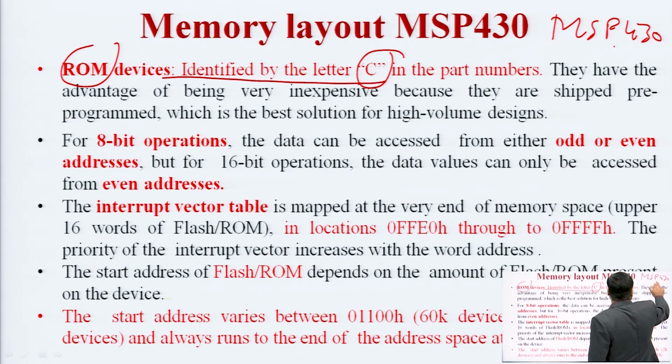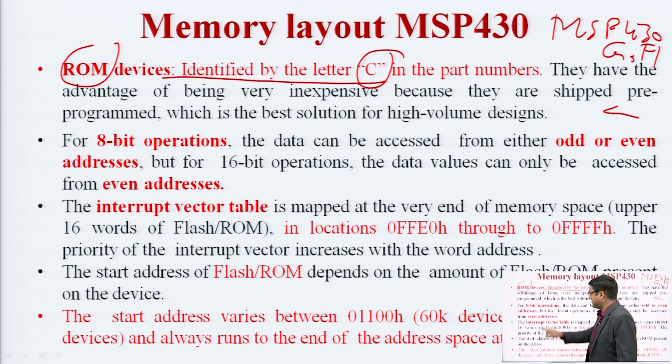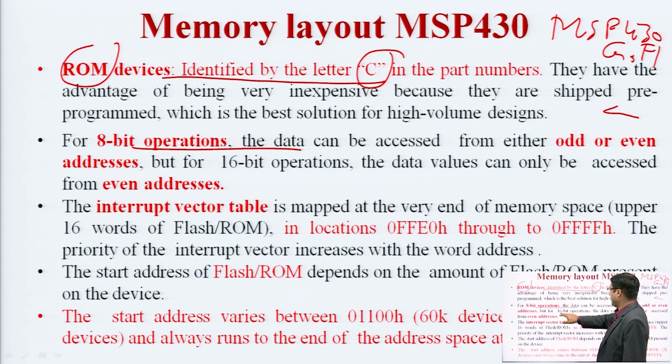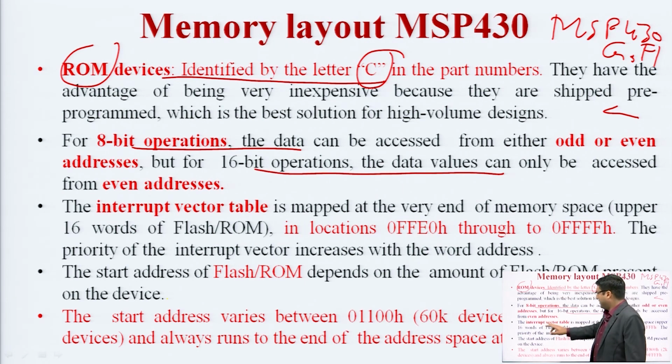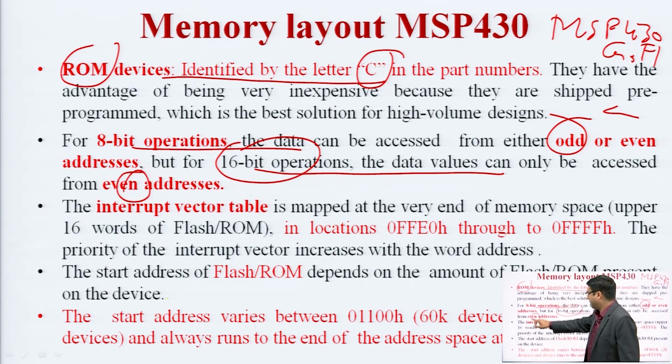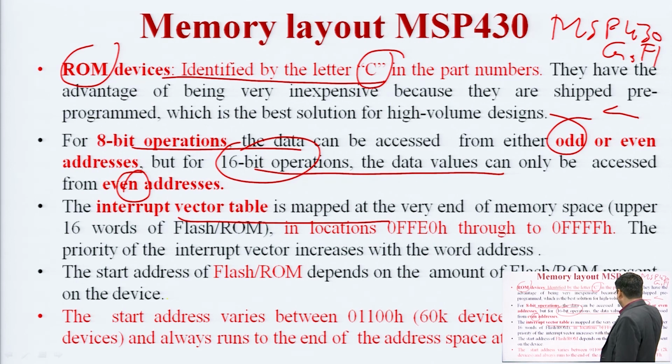After 430, there may be a G, an F, or a C for the ROM devices. It works on 8-bit and 16-bit operations as well. 8-bit operation works on odd addresses and 16-bit operation works on even addresses. It has an interrupt vector table, with a range from 0FFE0 to 0FFFF. We will see it in the diagram. The start address varies between 0110H in 60K devices to 0F800H in 2K devices.